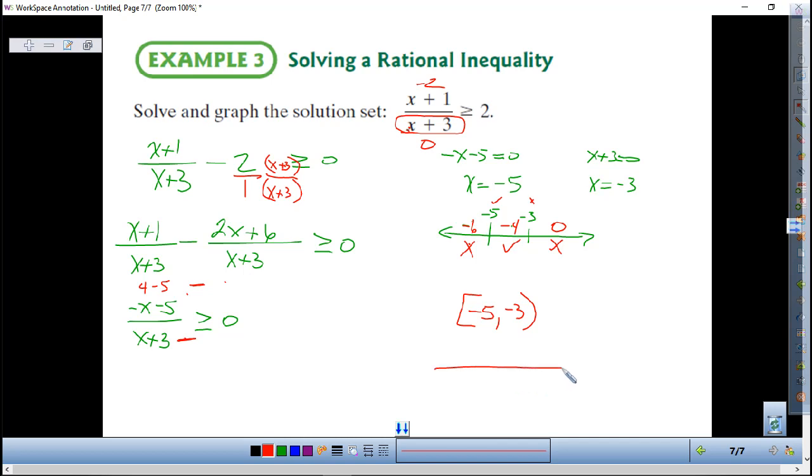Then, of course, when we draw our number line, we've got -5 over here, and we've got -3 over here. This one would be a closed dot. This one would be an open dot, and everything in between.